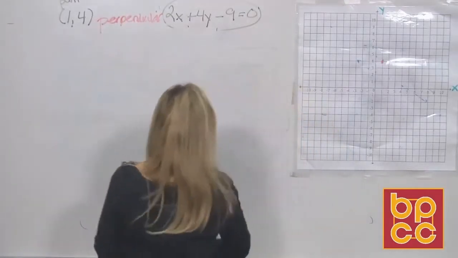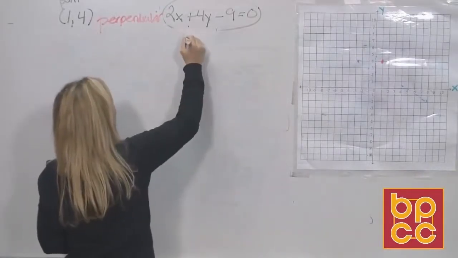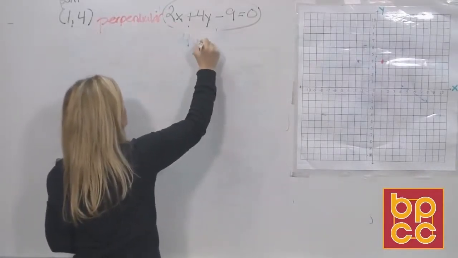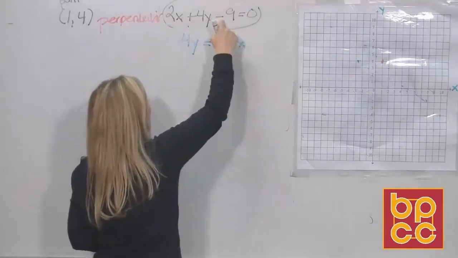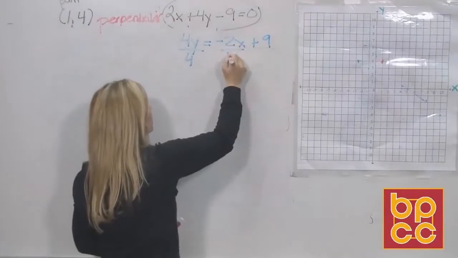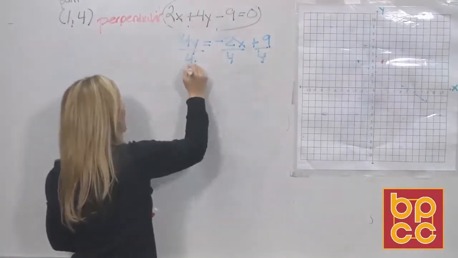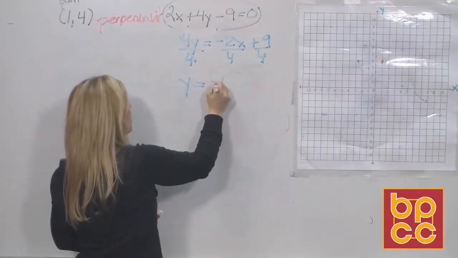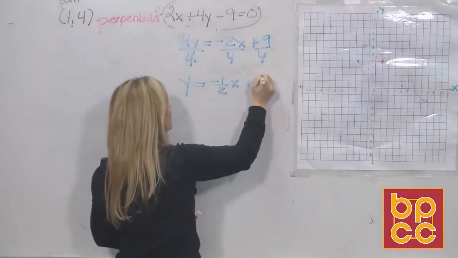So I'm going to do it again. I'm going to isolate y. I'm going to leave 4x where it is. I'm going to subtract 2x. I'm going to add 9. Then I'm going to divide all the terms by 4. And I'm going to get y equals, there's the 1/2 x plus 9/4.